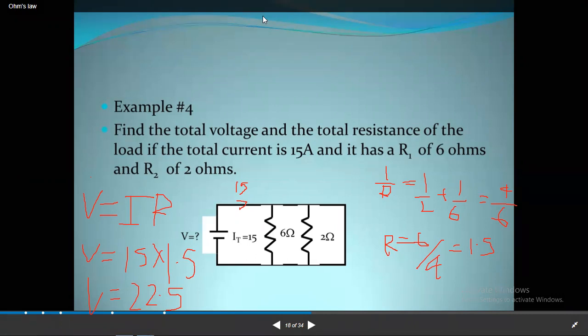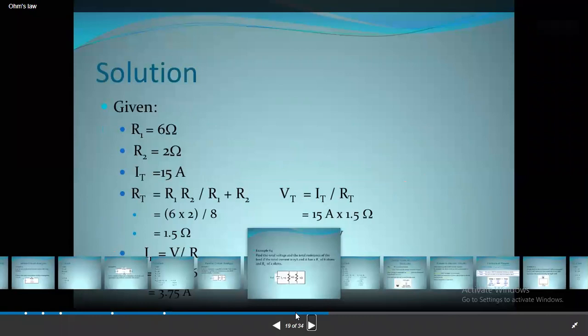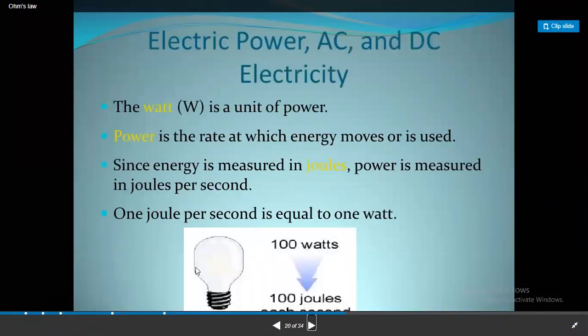Let's go to the next. This is the solution, but we can come across it again. In our next lesson, we will learn about electrical power, AC and DC circuits, right?